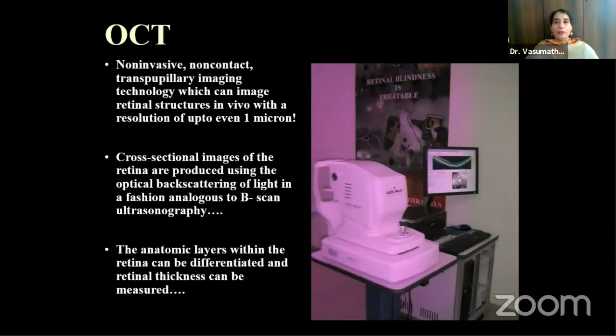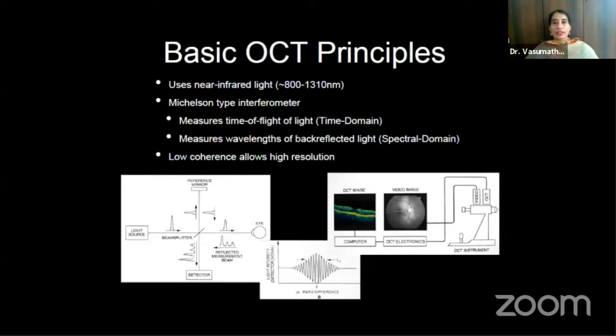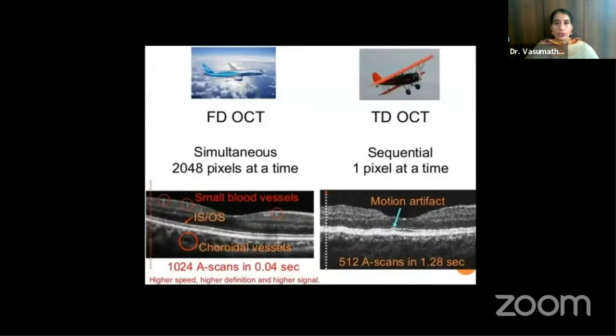And the resolution can go up to as much as 1 micron. And it uses near infrared light. It's totally non-invasive, a Michelson type interferometer. And we had the initial time domain OCT, which measured the time of flight of light. And now we have spectral domain, which measures the wavelengths of back reflected light. And now we've moved on to swept source OCT also. So this is the Fourier domain or the spectral domain OCT.